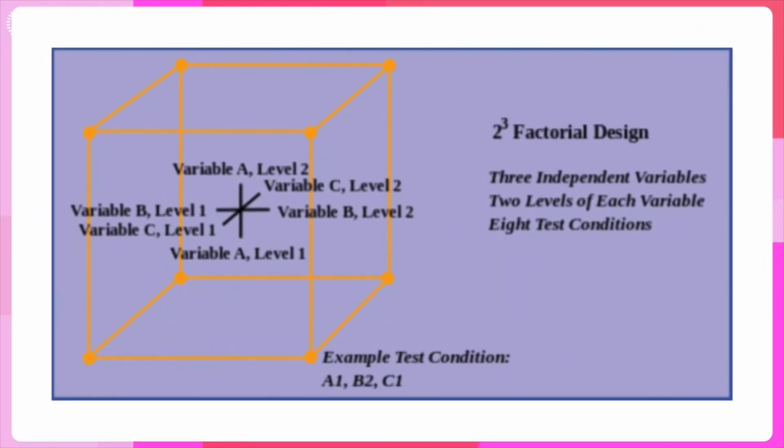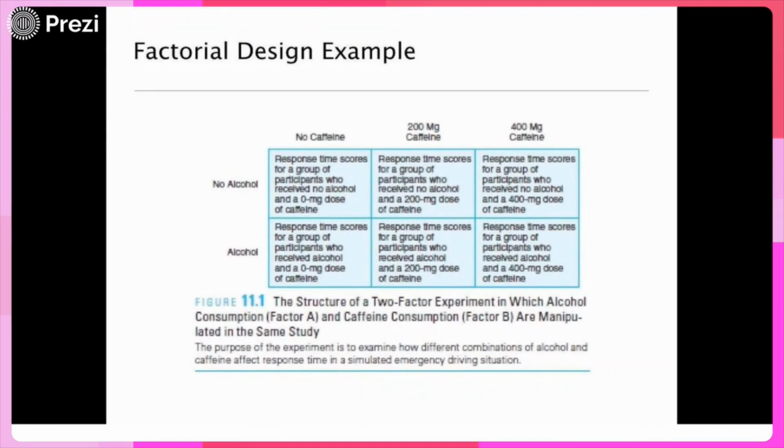Now this is another type, the 2 cube factorial design, 2 into 2 into 2. So here, instead of 2 independent variables, we have 3 independent variables with 2 levels. You can see the design becomes like this. This is a 2 by 2 type of factorial design, whereby you have 3 categories: a person having no caffeine, a person having 200 milligrams of caffeine, and a person having 400. So you have 3 levels of caffeine and 2 levels of alcohol: a person having no alcohol and a person having alcohol.